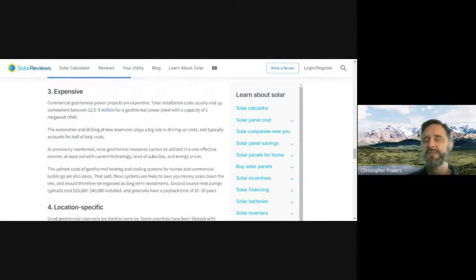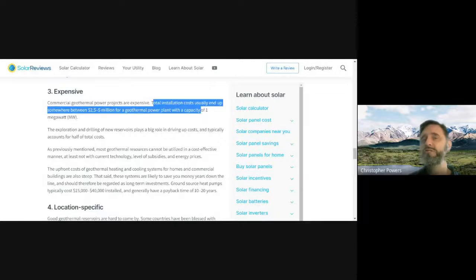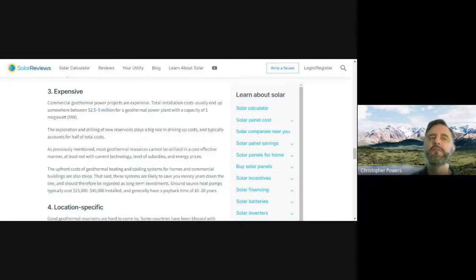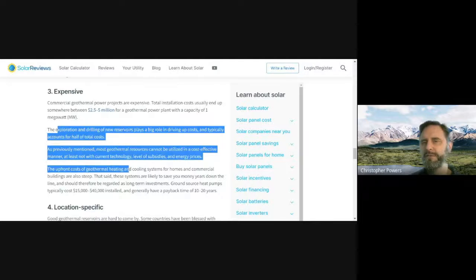Okay, expensive. Here's a definition of expensive. Total initial installation costs usually end up somewhere between 2.5 to 5 million for a power plant of 1 megawatt. Is that worth the investment over time? That's the capacity, not what it generates overall. All right, so there's a lot of upfront costs.